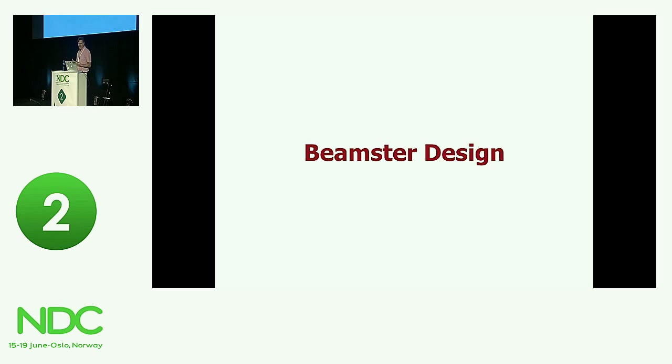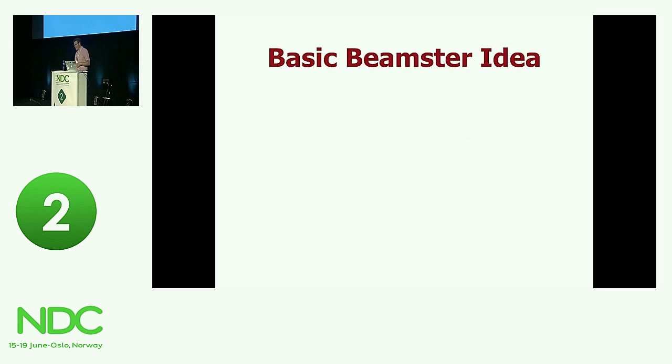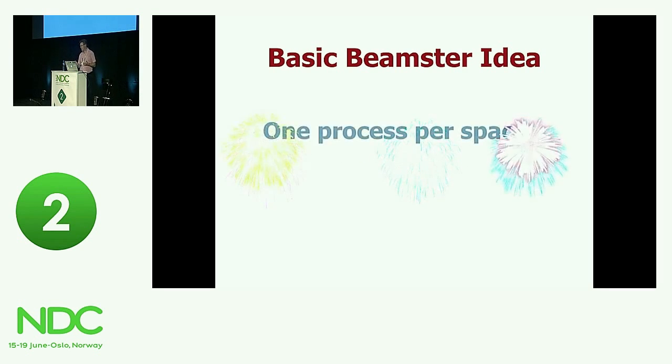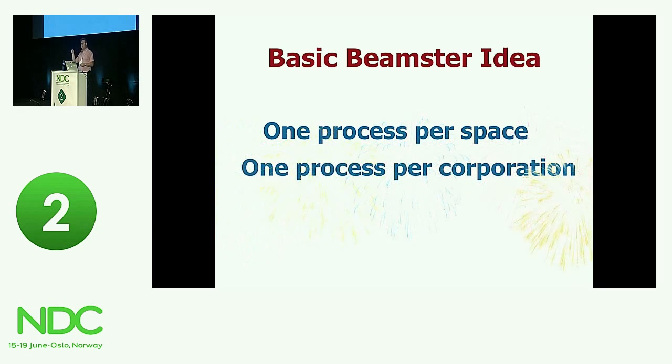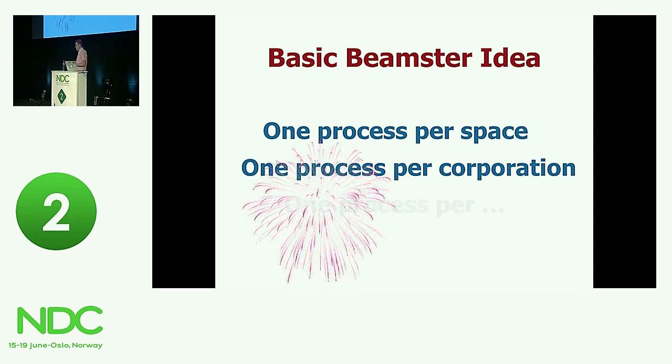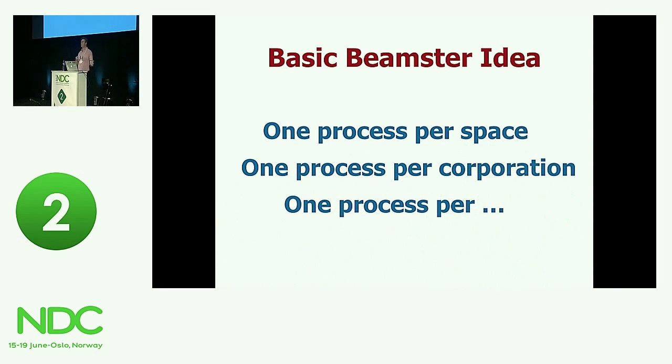So, a BEAM design for this. This is how you'd go about doing it in Erlang or in Elixir. The basic idea would be that you create one process per space. So each space on the board becomes one process in your design. And then you take it a step further and say, I want one process per corporation as well. So when we form the corporation, a new process will be there for that corporation. And basically, anything you can think of, you just have another process for it.